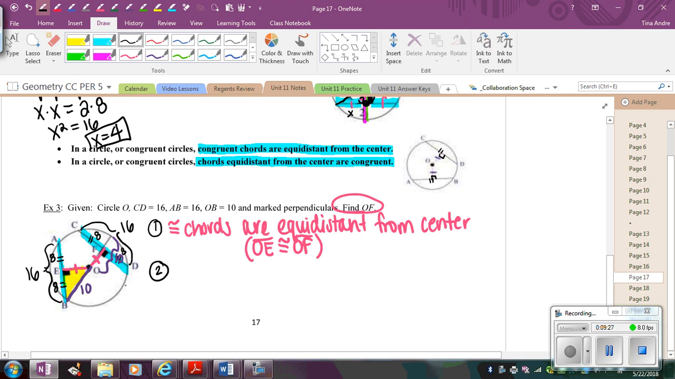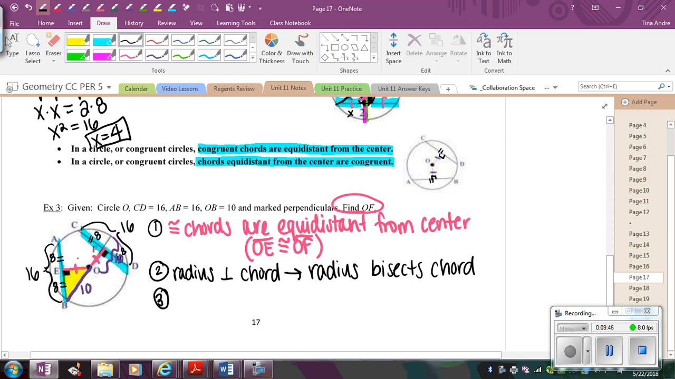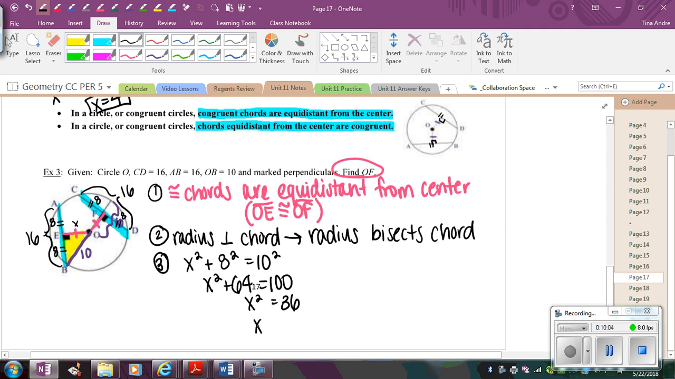The other conclusion that I made was that I had a radius perpendicular to the chord, which implied that the radius bisects the chord. That's how I got this 8. And now what I'm going to use is the Pythagorean Theorem. I'm going to put an x here, and since I have the right triangle, x squared plus 64 equals 100. So x squared equals 36. Square root both sides, and you end up with x equals 6.